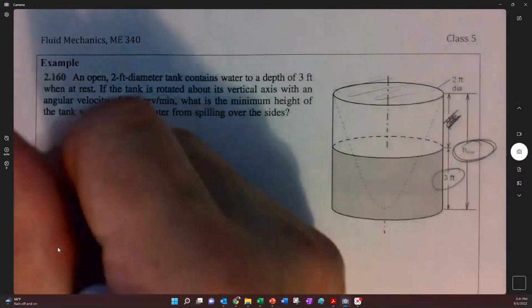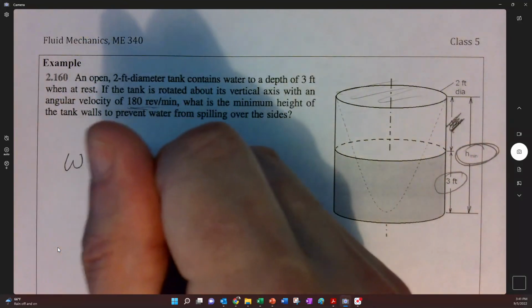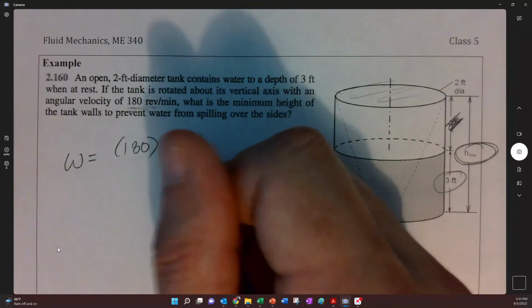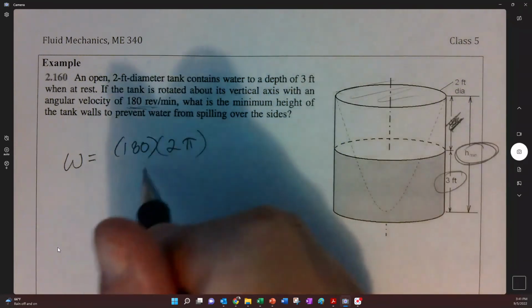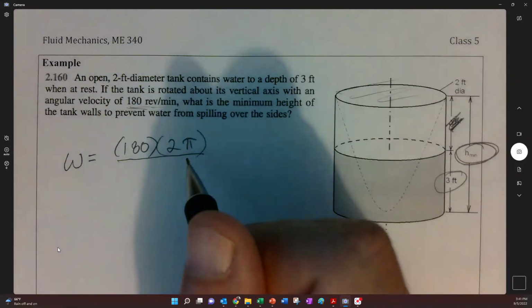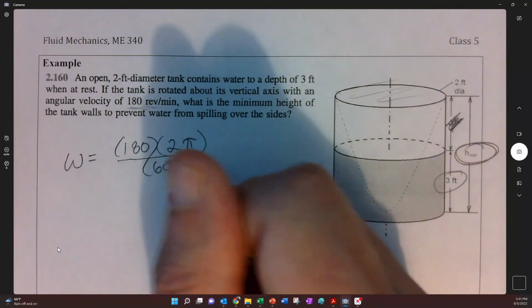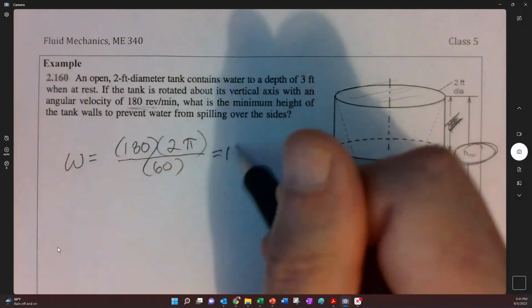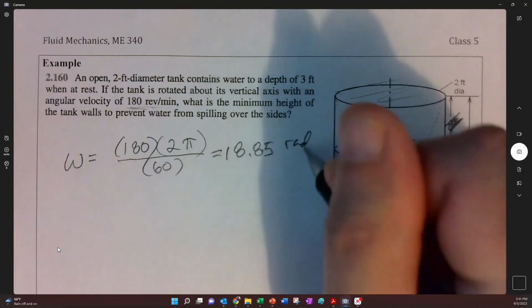Let's start out with changing the units of our 180 RPM by multiplying by 2 pi radians per revolution, right? Yep, so that's fine because we're going to get rid of revolutions. And then divide by 60 seconds per minute. So now we get it into radians per second, 18.85 radians per second.